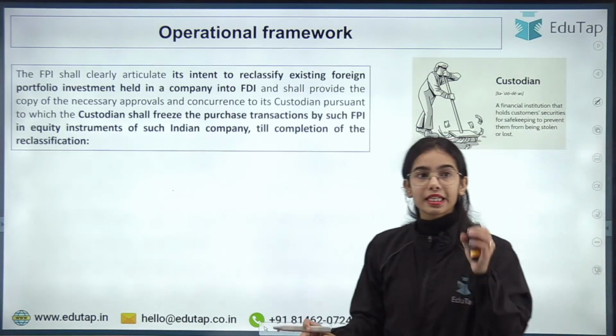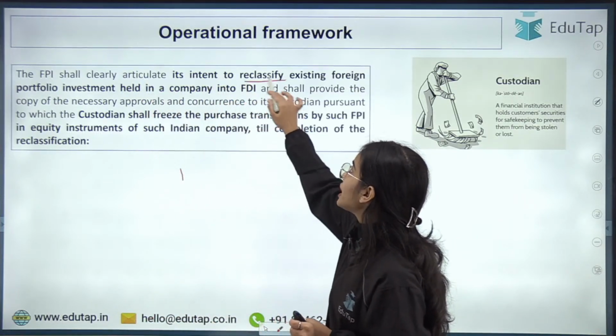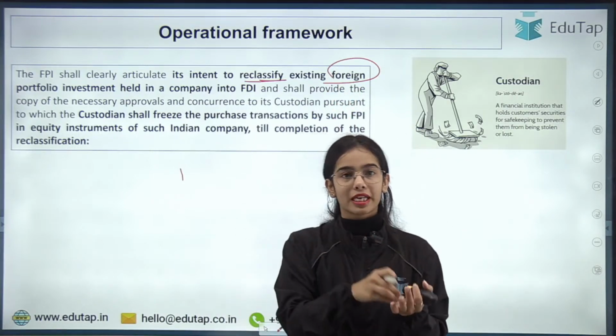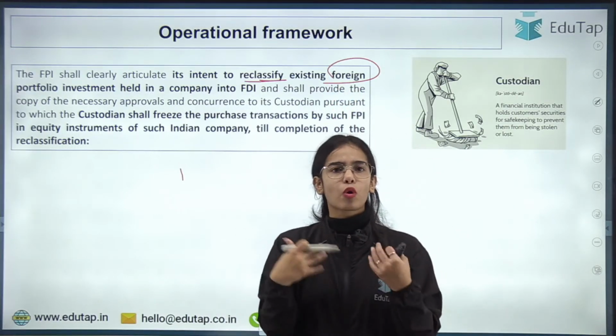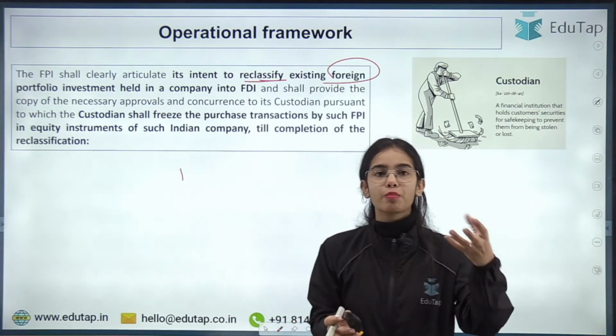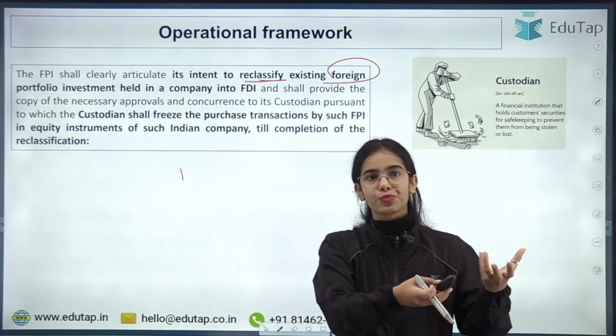Now the next is that the FPI shall clearly articulate its intent, that is, why it wants to reclassify the existing foreign portfolio investment into FDI, that it wants to have operational holding, it wants to have decision making power, it wants to be in the management or something.